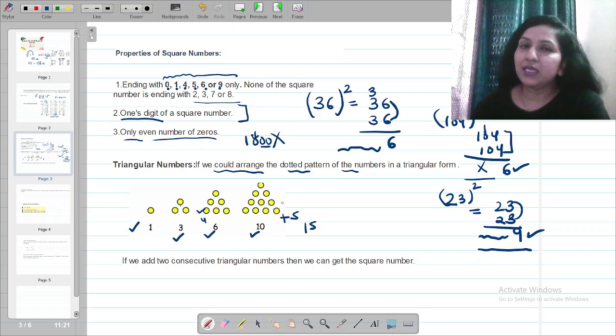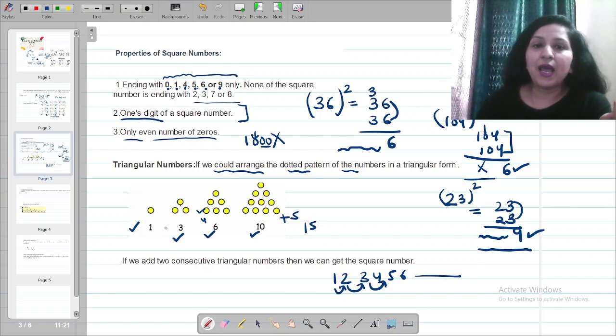One more interesting thing is there. If you add 2 consecutive triangular numbers, your answer is a square number. Have a look. Consecutive means one after the other. For example, I have numbers 1, 2, 3, 4, 5, 6, and so on in this series. So 2 is coming after 1, 3 is coming after 2, 4 is coming after 3 and so on. These are consecutive numbers, one after the other.